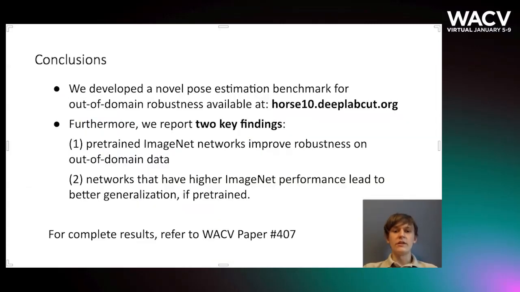In conclusion, we developed a novel pose estimation benchmark, Horse 10 and Horse C, which is available at horse10.deeplabcut.org. Horse 10 can also be found on paperswithcode.com. In addition, we report 2 key findings which we found across all of our datasets. For one, pre-trained ImageNet networks are crucial for out-of-domain robustness. In addition, networks that have higher ImageNet performance lead to better generalization, and this is only true if you pre-train your networks. For our complete results, please refer to WACV paper number 407.